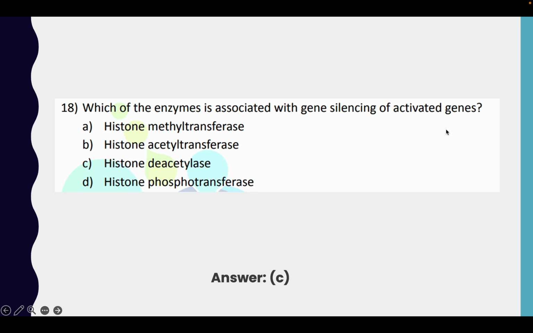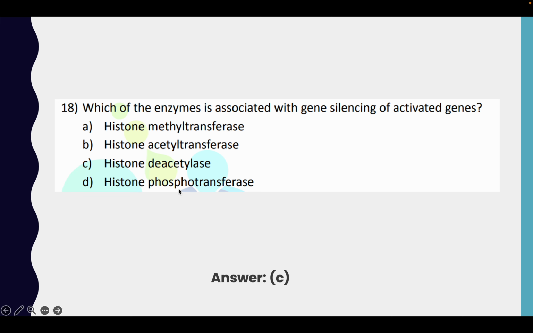Earlier we were talking about DNA where chromatin inactivation was involved. So in chromatin inactivation DNA methylation will have a role, but in gene silencing histone deacetylase will have a role. So it deacetylates, okay, removes the acetyl groups from histone proteins and makes a more compact chromatin structure.